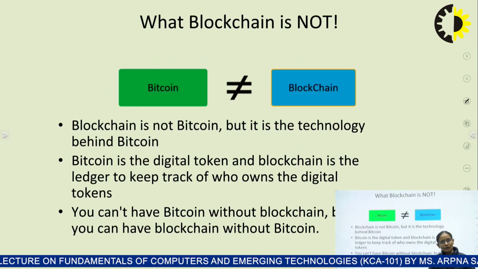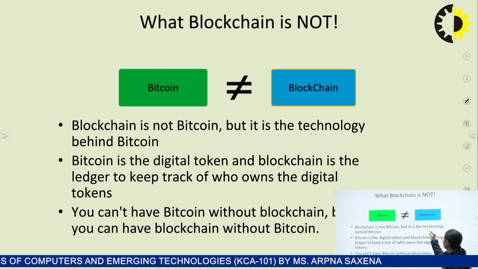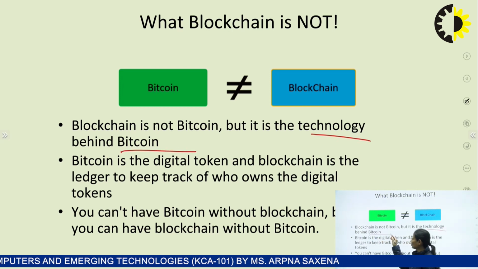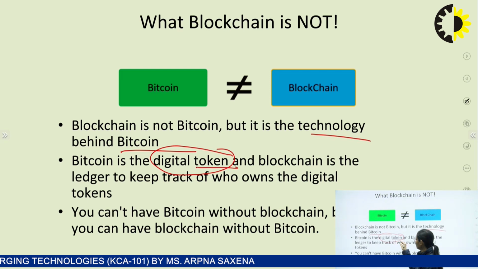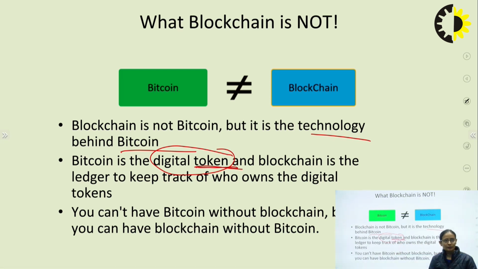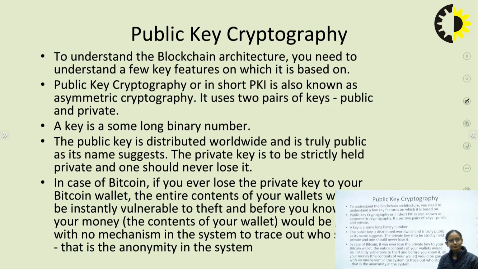So blockchain is not Bitcoin, but it is the technology behind the Bitcoin. Bitcoin is a digital token. What is a token? In this case, it is currency. And blockchain is the ledger to keep track of who owns the digital tokens. You can't have Bitcoin without the blockchain, but you can have blockchain without Bitcoin.